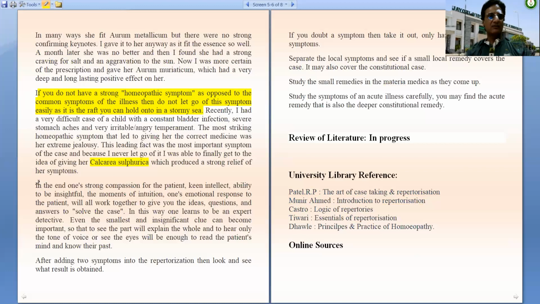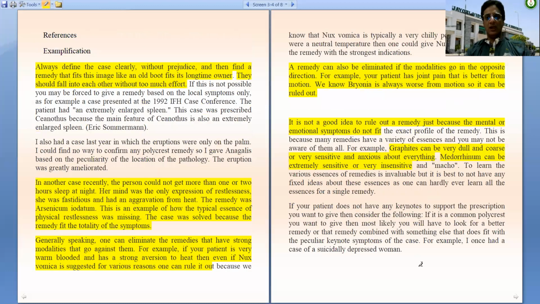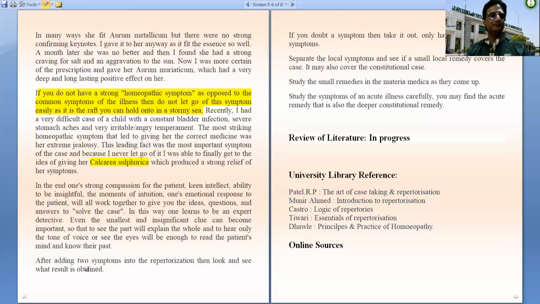In the end, one's strong compassion for the patient, a keen intellect, ability to be insightful, the moments of intuition, one's own emotional response to the patient will all work together, give you the ideas, questions and answers to solve the case.